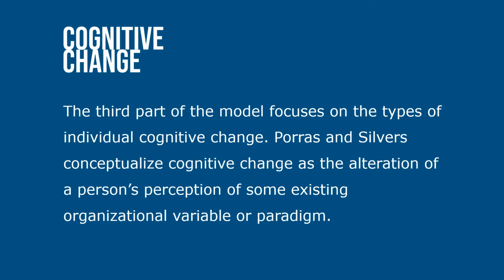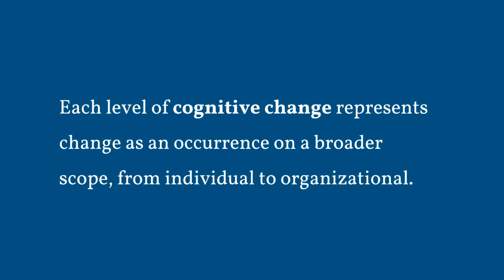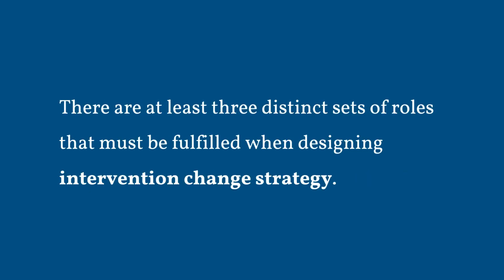The third part of the model focuses on the types of individual cognitive change, which is the alteration of a person's perception of some existing organizational variable or paradigm. Each level of cognitive change represents change as an occurrence on a broader scope from individual to organizational. There are at least three distinct sets of roles that must be fulfilled when designing an intervention change strategy.